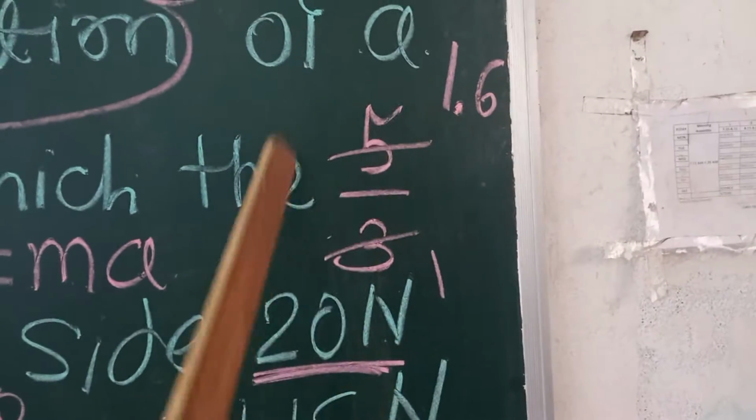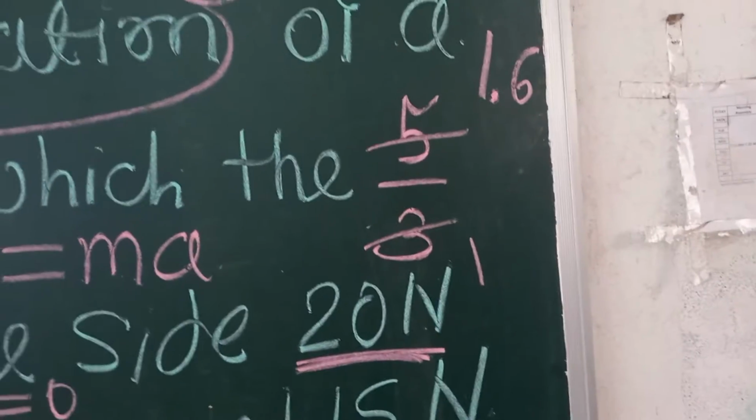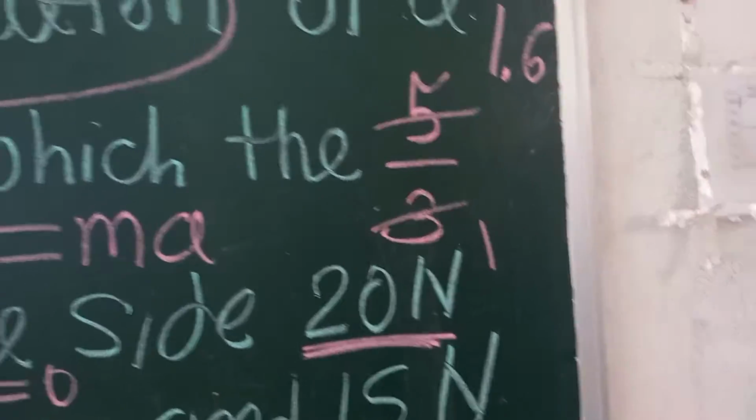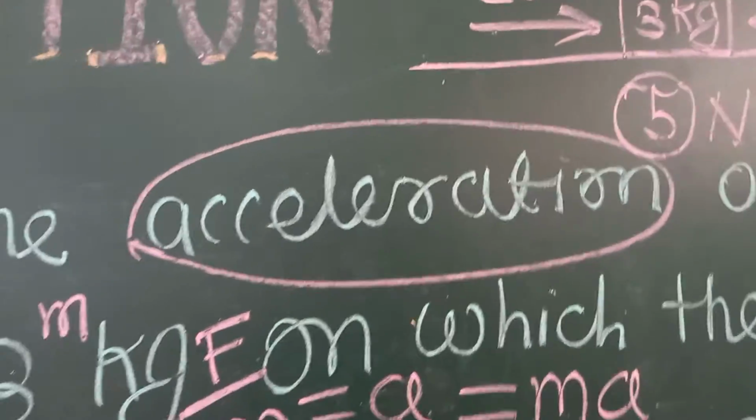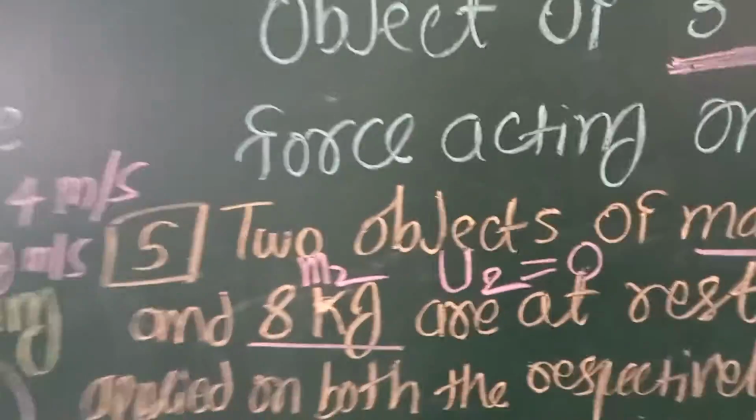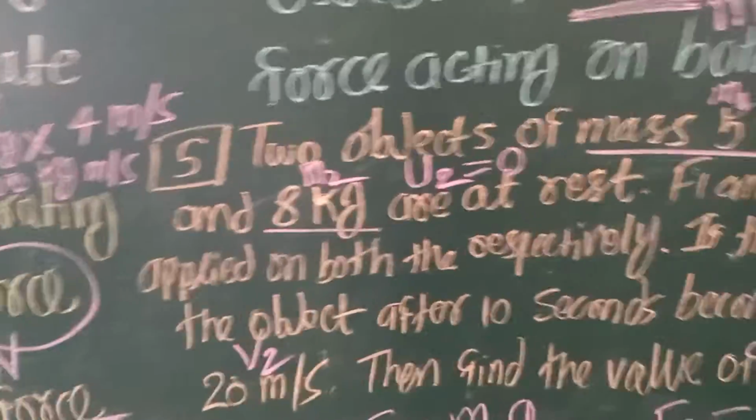1.66. Acceleration unit means what? Meter per second square. In this way we have calculated acceleration. Now the last, fifth problem.